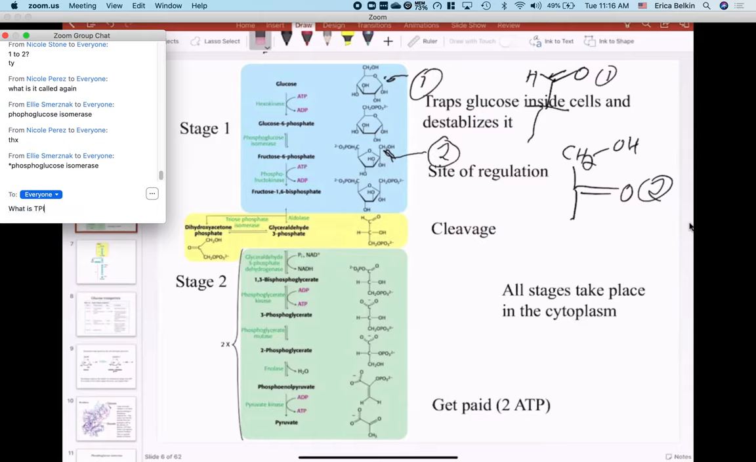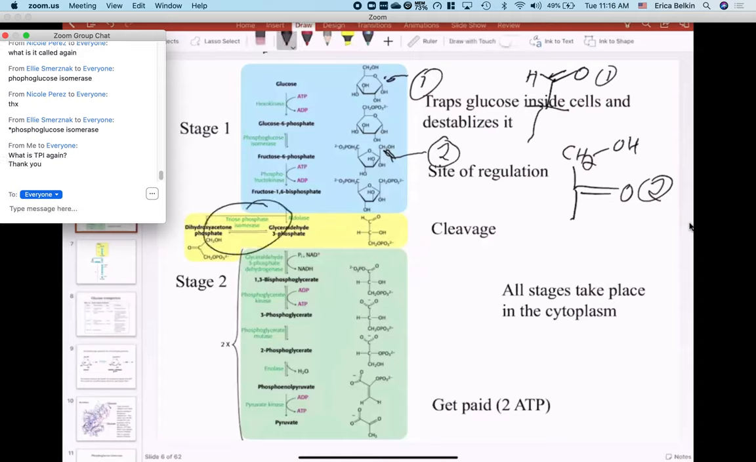Once you get there, we have glyceraldehyde 3-phosphate. So up to now, TPI is triose phosphate isomerase, and that's this one here. And so that's where we're at now.